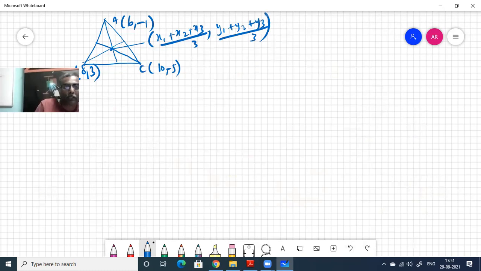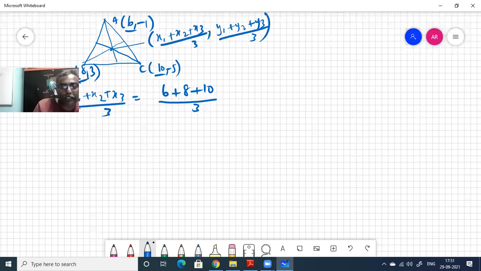Okay. So what is x1 plus x2 plus x3? x1 is 6. Okay. x2 is plus 8. x3 is plus 10, divided by 3. 10 plus 8, 18. 18 plus 6, 24 by 3. That is equal to 8. Okay. So this one is equal to 8.